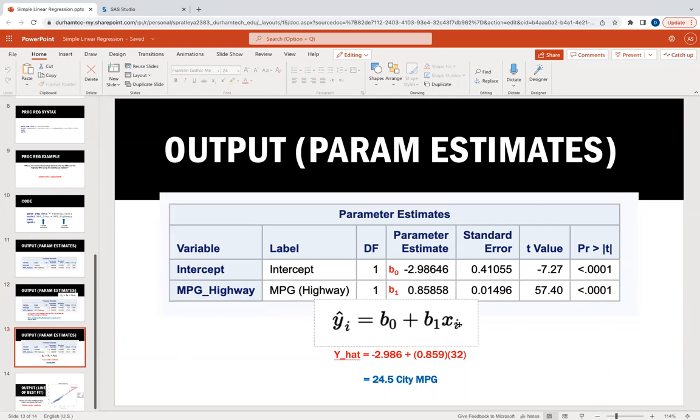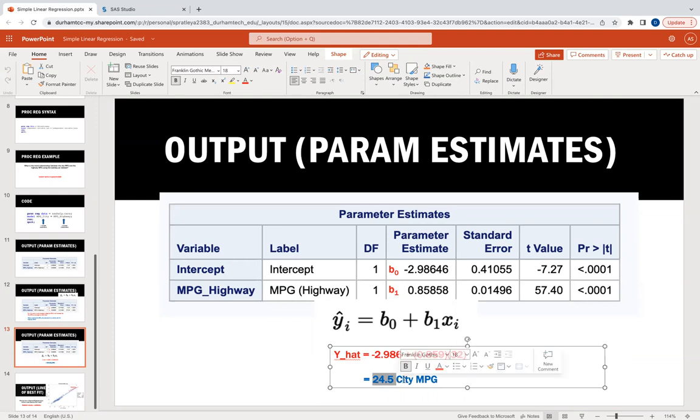So in this case, I'm looking for 32 miles per gallon on the highway. So that's how I got that 32. So I'm estimating that a car that has 32 miles per gallon for the highway is going to have approximately 24.5 city miles per gallon. Okay. And we can kind of check this by looking at our line of best fit on the next screen.